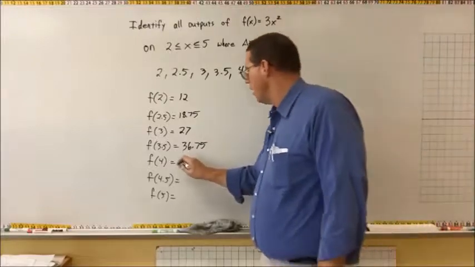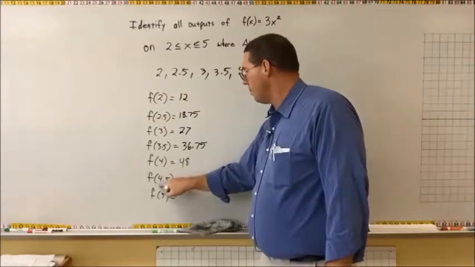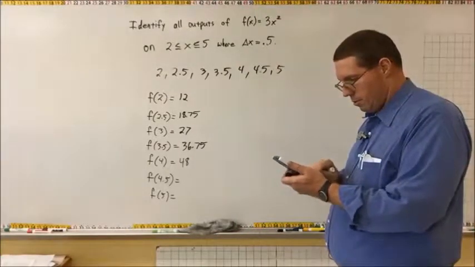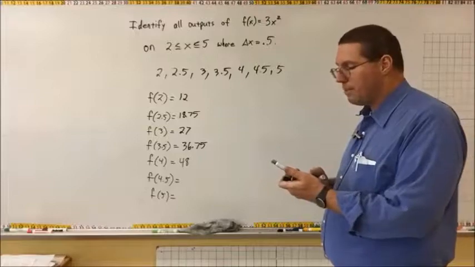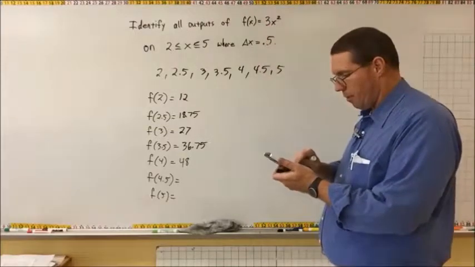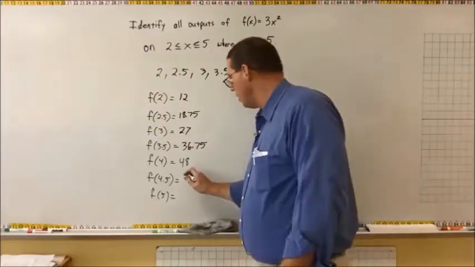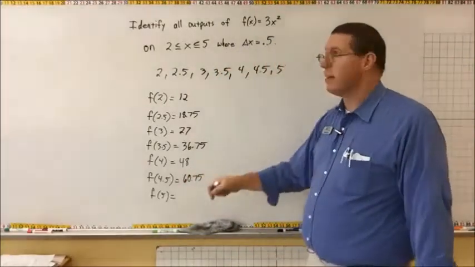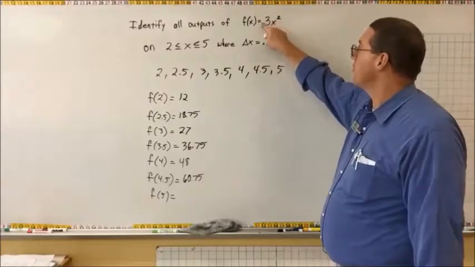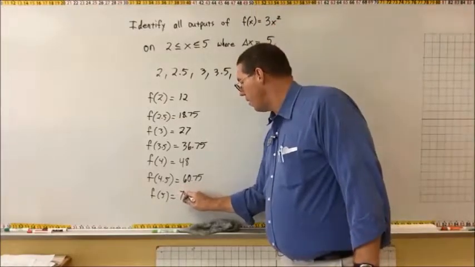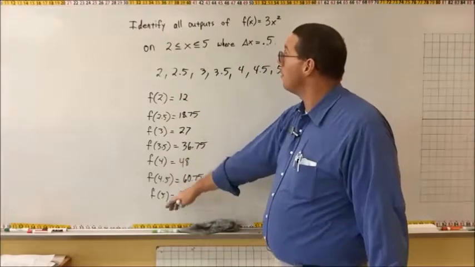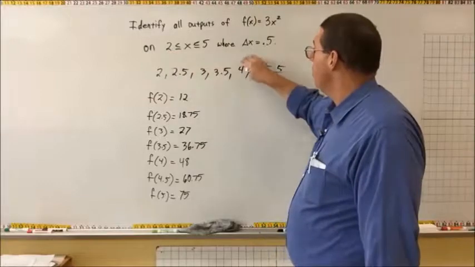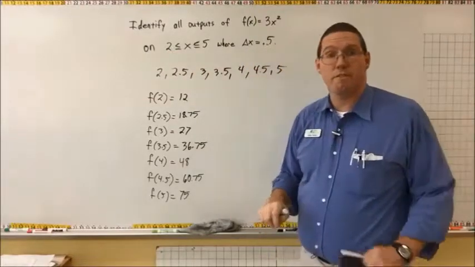16 times 3, that's 48. Now I'm going to plug in 4.5. 4.5 squared, that's 20.25. Then I'm going to multiply it by 3. That gives me 60.75. Lastly, we're going to plug the 5 in. 5 times 5 is 25. 25 times 3 is 75. And what that means is, here's all of our outputs. We've identified all outputs of the function on the interval from 2 to 5, where the delta x, the change in x, is 0.5.